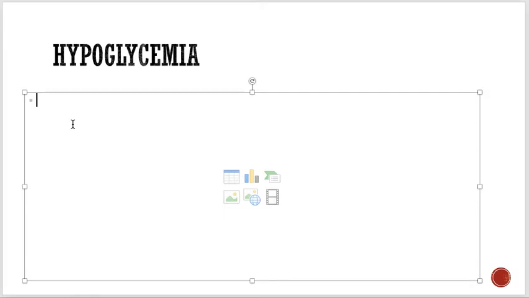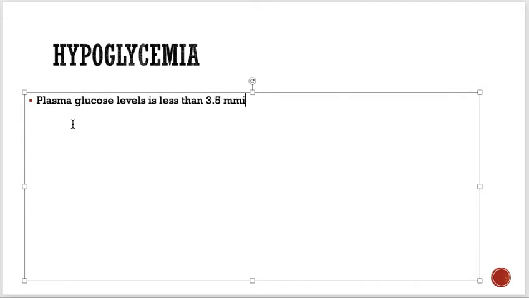So when the plasma glucose level is less than 3.5 millimole per liter, we consider this condition as hypoglycemia. And now, this is not a very hard and fast rule of 3.5. Why?